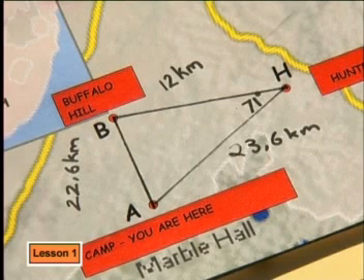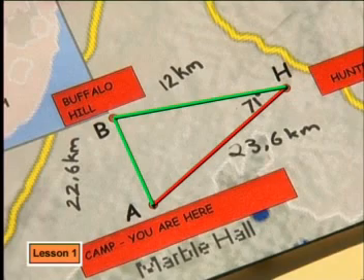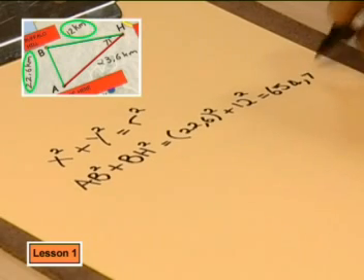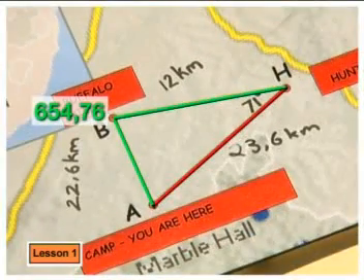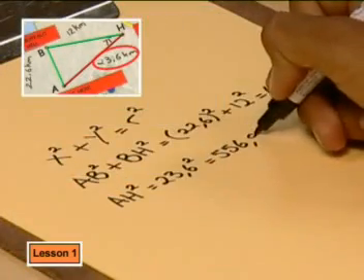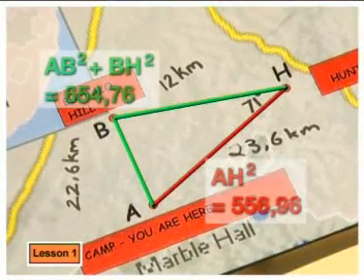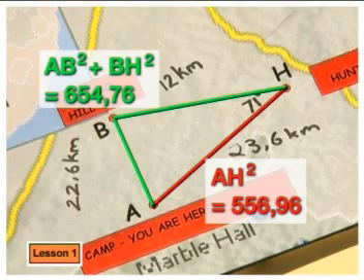Okay, if it is a right angle triangle, then we can use the Pythagoras theorem on the sides. In a right angle triangle, the square on the hypotenuse will be equal to the sum of the squares on the other two sides. For this triangle, that means 22,6 squared plus 12 squared is 654,76. And 23,6 squared is 556,96. So AB squared plus BH squared doesn't give us the same answer as AH squared. So this triangle is not right angled.